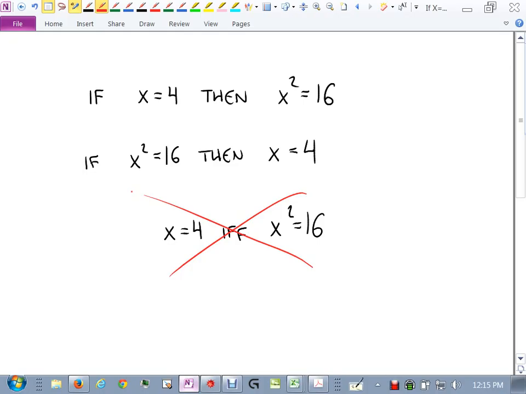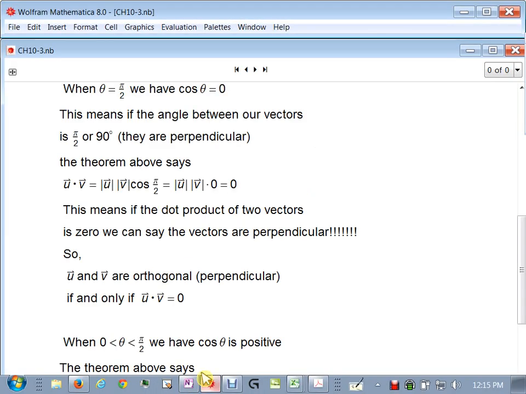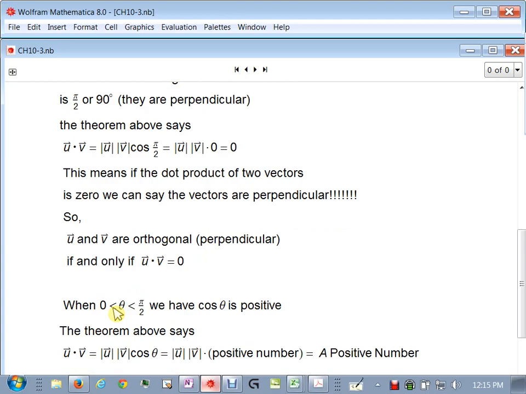So this is a very, very strong statement, because it says that if they are orthogonal, the dot product has to be 0. And the other direction says that if the dot product is 0, they have to be orthogonal. So it goes both directions. Very strong statement.